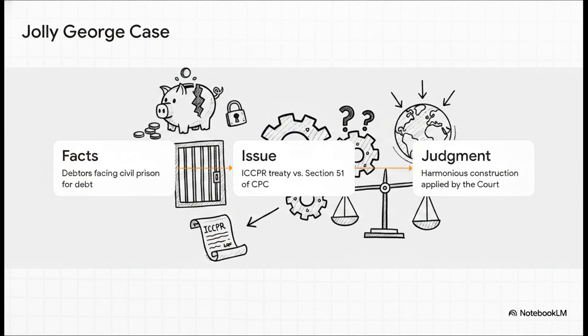Finally, we have the Jolly George Varghese case. In this one, debtors genuinely lacked the money to pay a civil decree and were facing imprisonment under Section 51 of the Domestic Civil Procedure Code. They argued that jailing them just for being poor violated the International Covenant on Civil and Political Rights, which India had ratified. The bank countered by saying, hey, Section 51 is validly enacted domestic law and has to be executed regardless of unenacted international covenants.